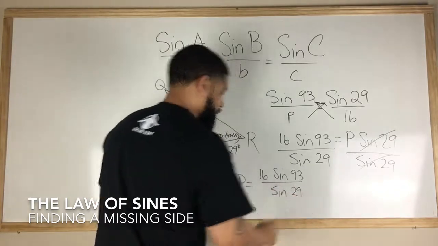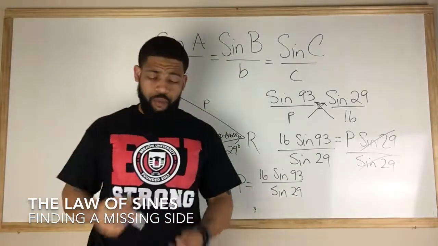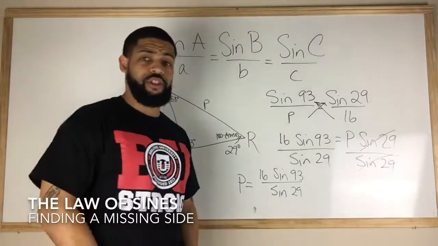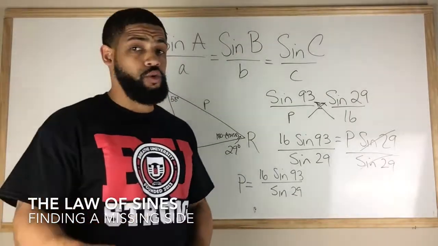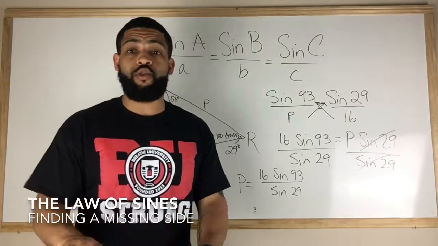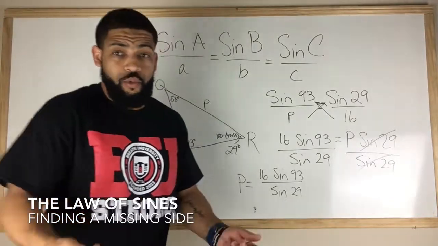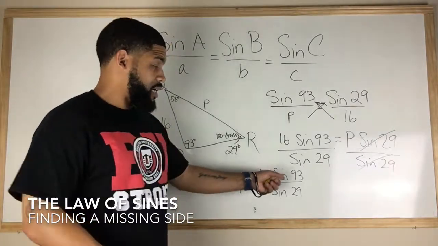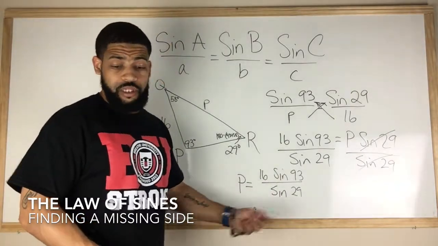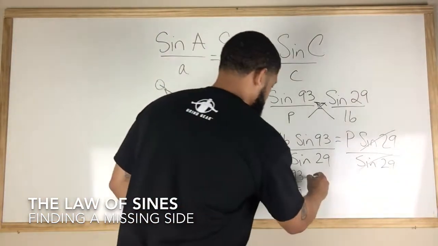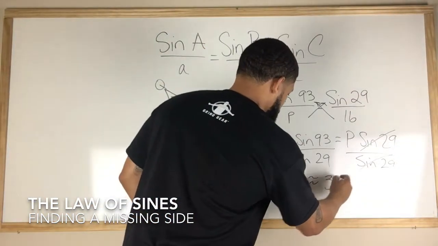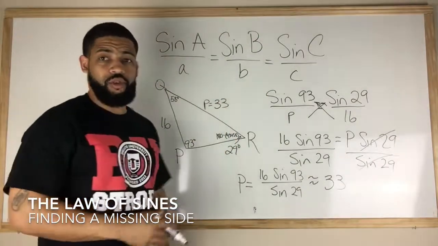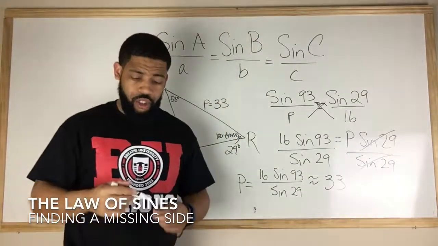Now, when we do this, we put these in our calculators. If you're using a graphing calculator, you need to make sure that your calculator is in degree mode. If it's not in degree mode, it's not going to give you the correct answer. If we round this to the nearest tenth, 16 times the sine of 93 divided by the sine of 29 is going to give you approximately 33. So that tells me that the length of this side is equal to 33 units.